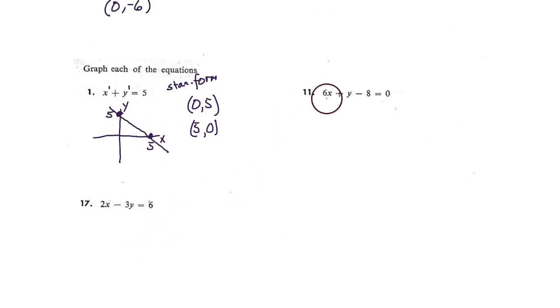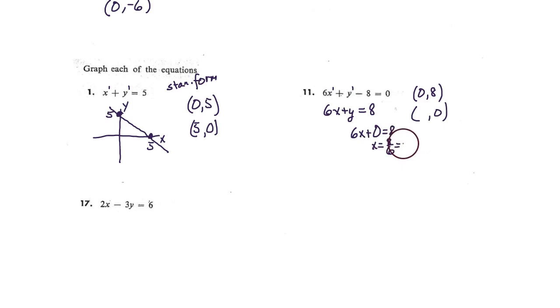Number 11 is also a linear equation. I know that because my exponents are 1s. Let's put this in standard form by adding the 8 to the right side. Then we can find the intercepts. When you use 0 for x, y turns out to be 8. When you use 0 for y, let's figure out what x is. We would have 6x plus 0 equals 8. Divide both sides by 6, and we get x equals 8 over 6. As a mixed number, this is 1 1/3.